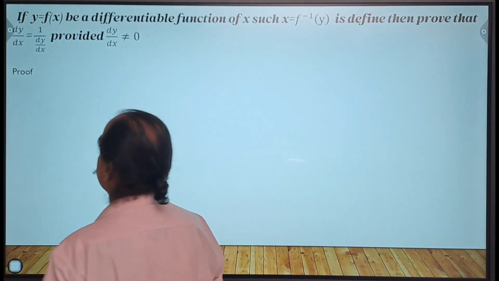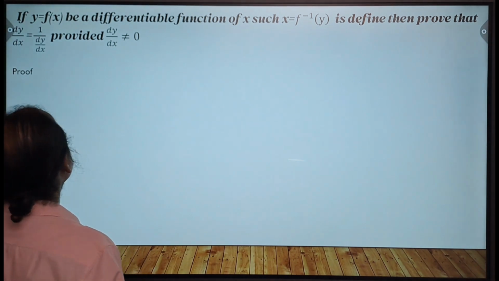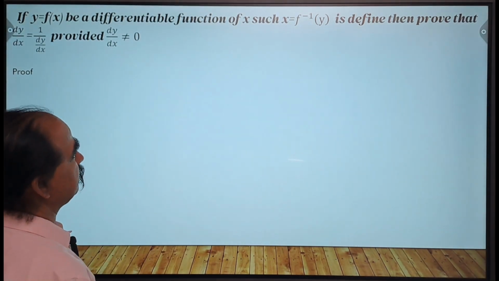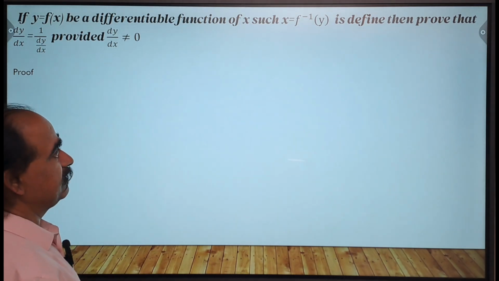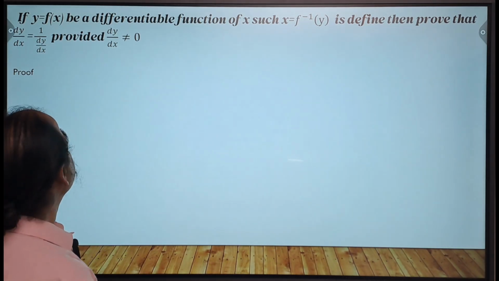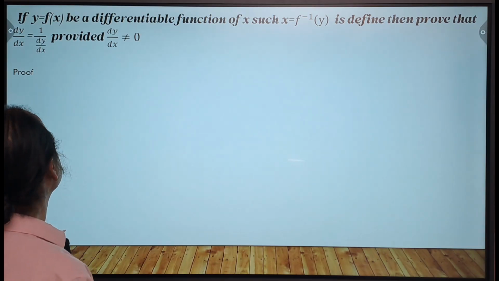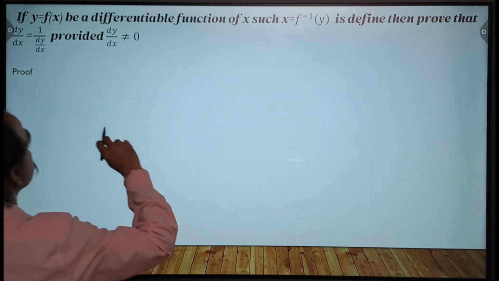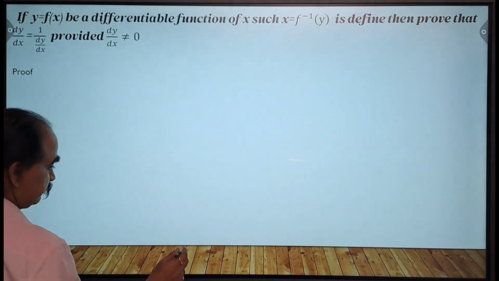The first theorem is: if y is equal to f(x) be a differentiable function of x such that x is equal to f inverse y is defined, then prove that dy by dx is 1 upon dx by dy.